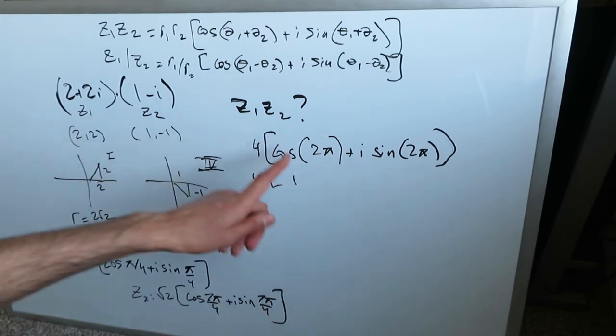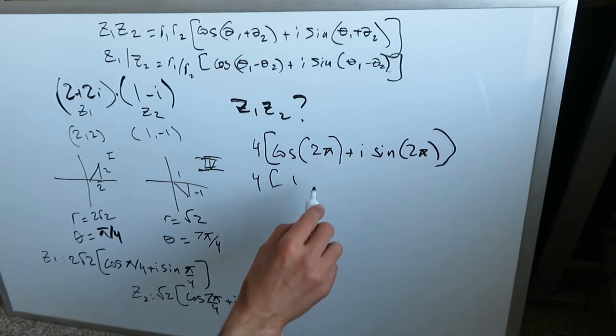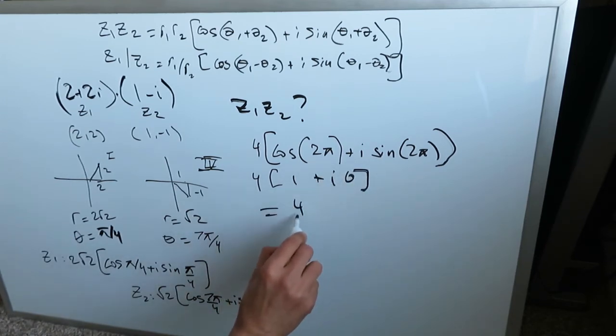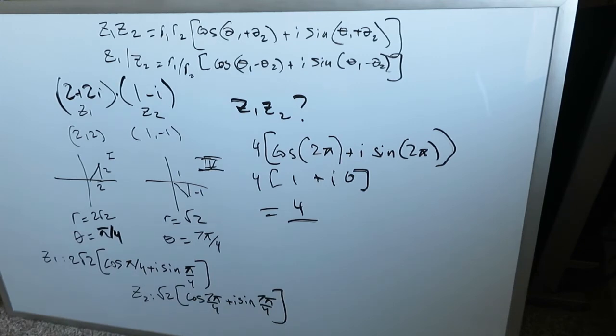Take that on your calculator. Cosine of 360 gives you a 1. Sine of 360 is a 0. What you end up with at the end is just a 4. So the product of these two complex numbers z1 and z2 gives you a final answer of 4. And that's a good and correct answer.